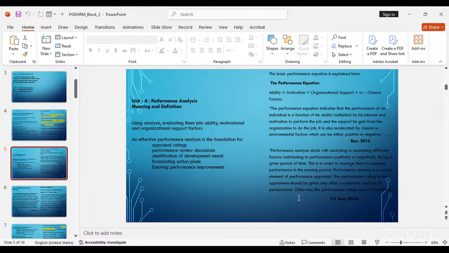So, performance analysis deals with analyzing or examining different factors contributing to the performance positively or negatively during a given period of time. This is in order to manage them to augment performance in the ensuing period. Performance analysis is a crucial element of performance appraisal, as we already mentioned. The performance rating to the appraisee should be given only after a systematic analysis of the performance. Otherwise, the performance rating cannot be justified.